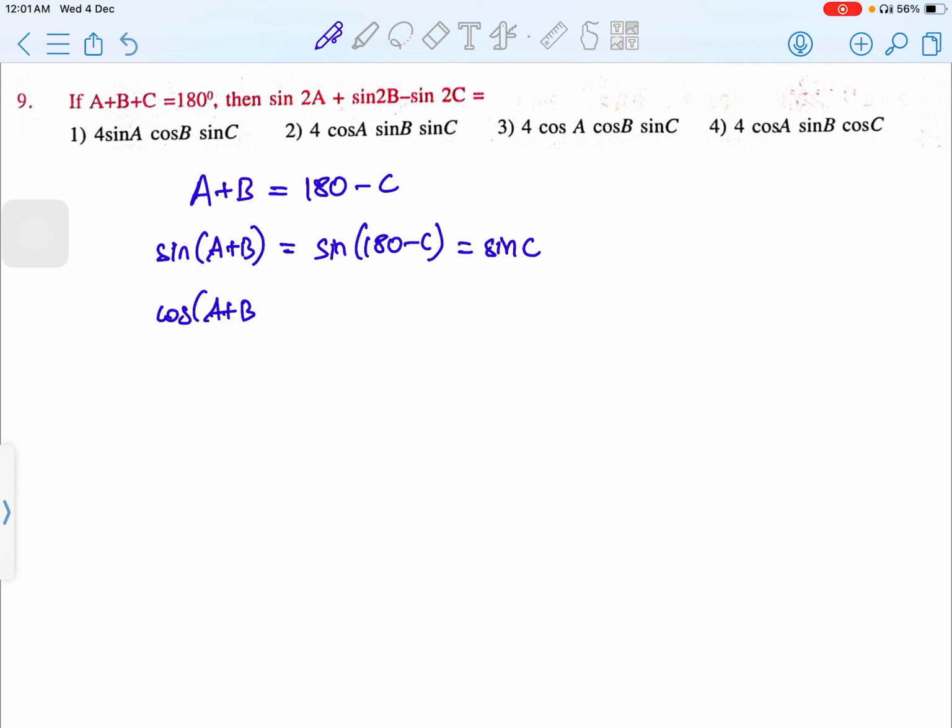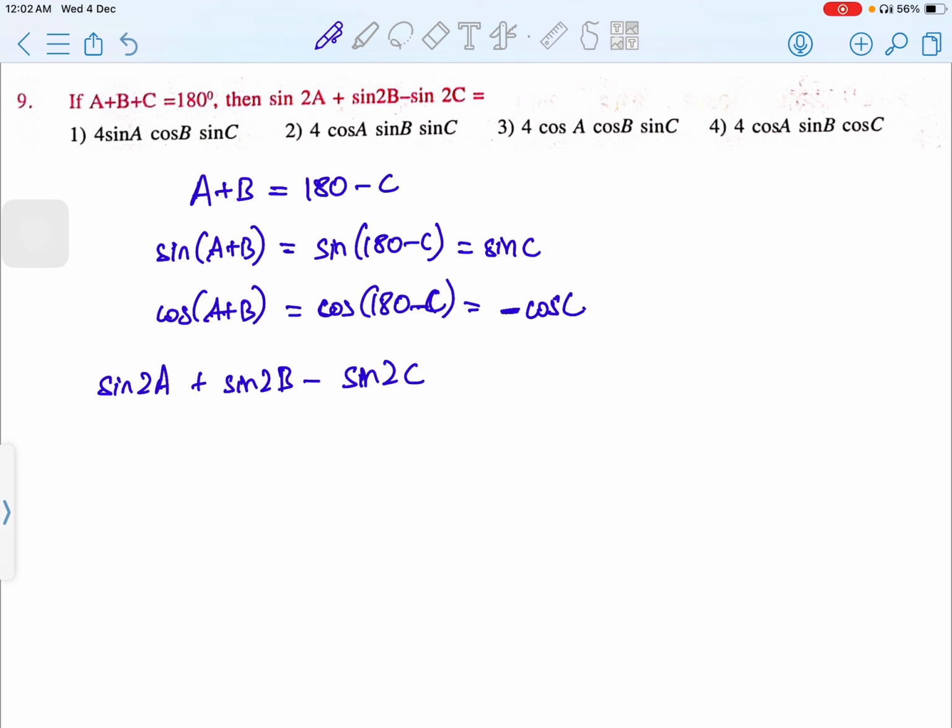What is cos of A plus B? Cos of 180 minus C is minus cos C. With all these things, we start with sin 2A plus sin 2B minus 2 sin C. For the first two, if you apply the transformation formula, you will get 2 times sine of their addition, (2A plus 2B) divided by 2, the 2s cancel, sin (A plus B), into cos of (A minus B), minus 2 sine C cos C, since sin 2C is 2 sin C cos C.